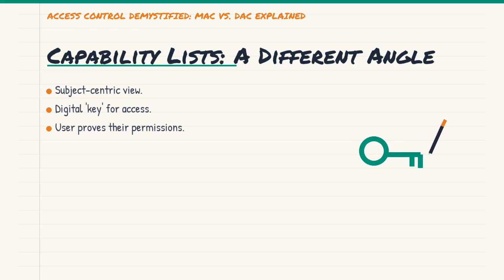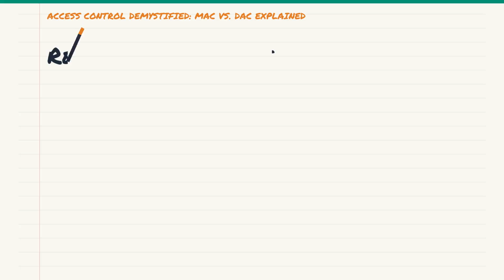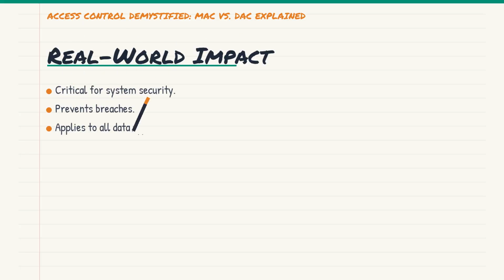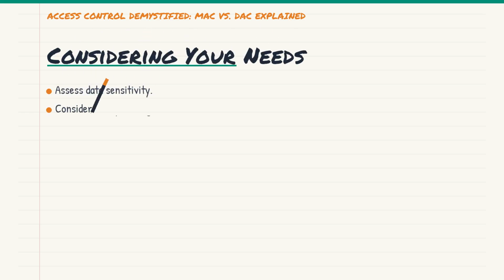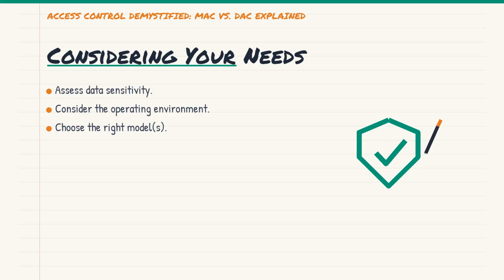It's like a digital key that grants specific privileges, rather than a list on the resource saying who can use it. Understanding these models isn't just academic. In real-world scenarios, choosing the right access control model can mean the difference between a secure system and a major breach. From protecting national secrets to sharing family photos, these principles are at play everywhere. When you are designing systems or thinking about security, always consider the sensitivity of the data and the environment. Do you need the rigid, system-enforced security of MAC, or the flexibility and ease of management offered by DAC? Sometimes, a blend is the answer.